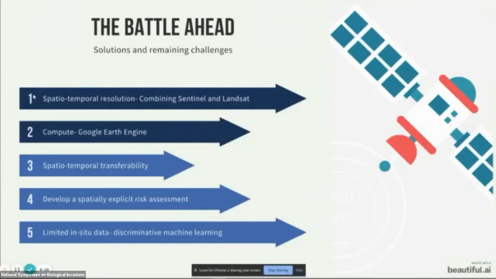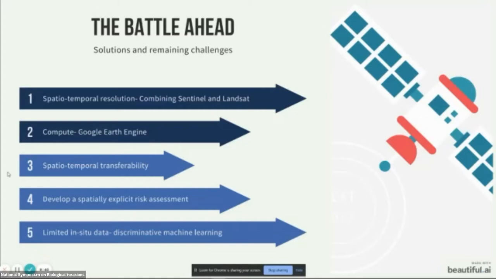The way we've gotten around to solve this is by combining two different satellites, so data from Sentinel and Landsat. The second point here is that when we are dealing with such large amounts of data, it becomes a difficult thing to manipulate or process this data. And for this, we use a cloud computing platform that's freely available to researchers called Google Earth Engine.